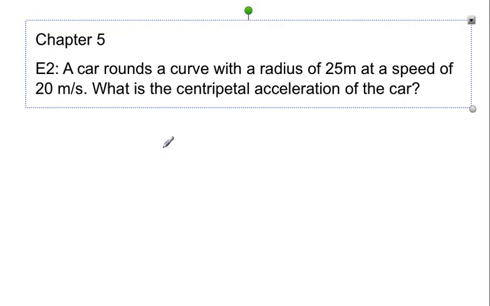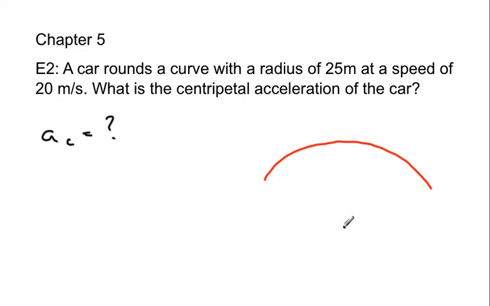A car rounds a curve with a radius of 25 meters at a speed of 20 meters per second. Good thing it's in 20 meters per second, not miles per hour. What is the centripetal acceleration of the car? Oh, so we're just looking for this again. We don't know what that is. No, the car's not going in a circle, it's just going in a curve. But every curve is really just a little portion of a circle.